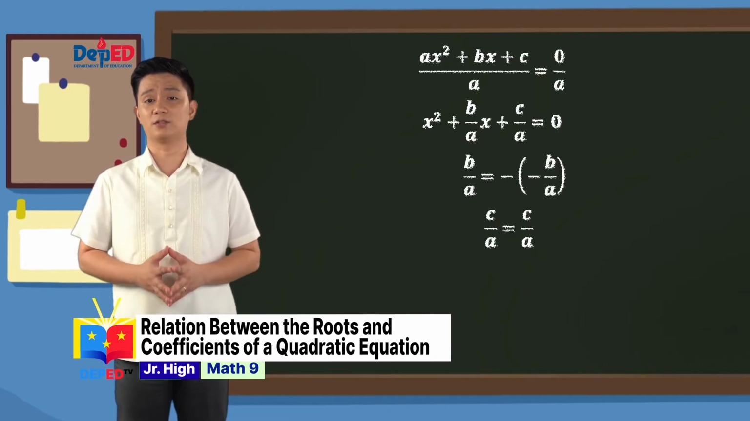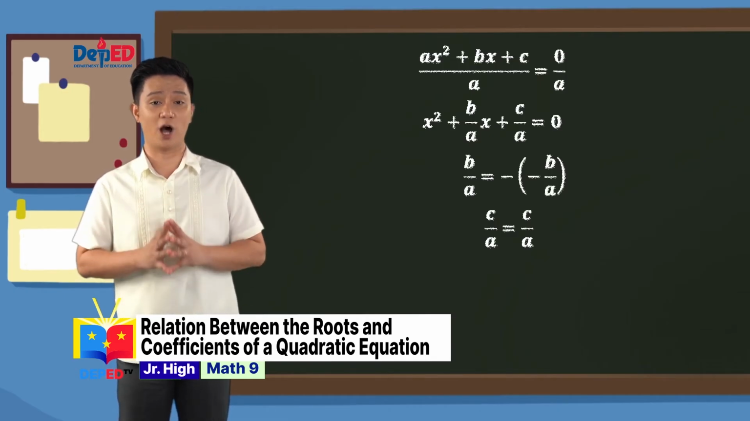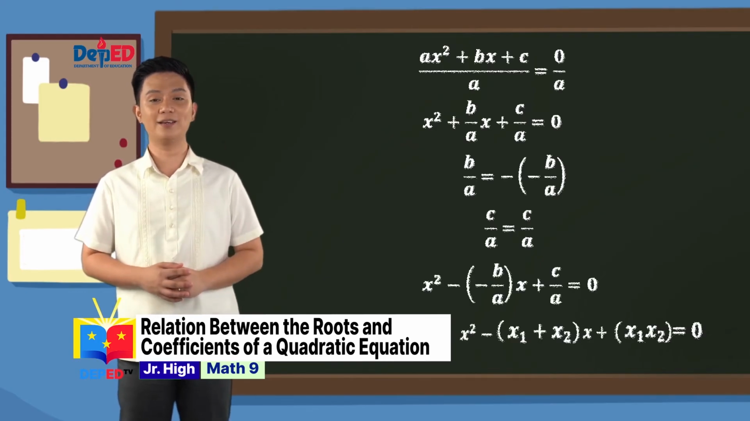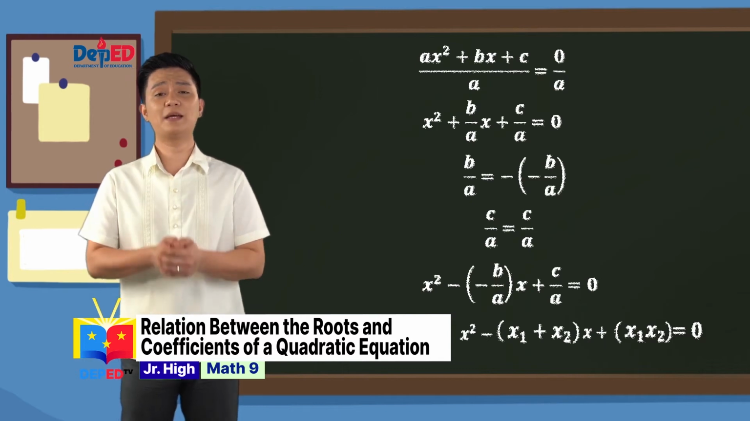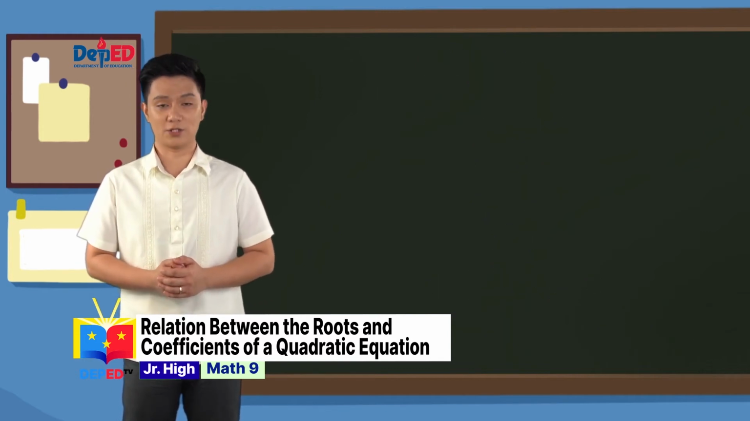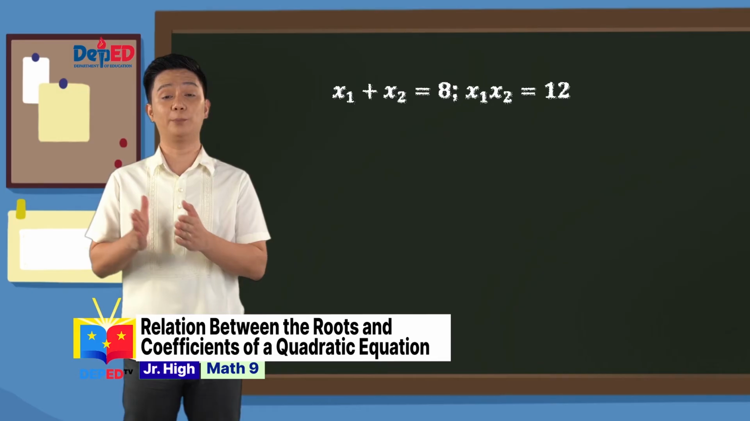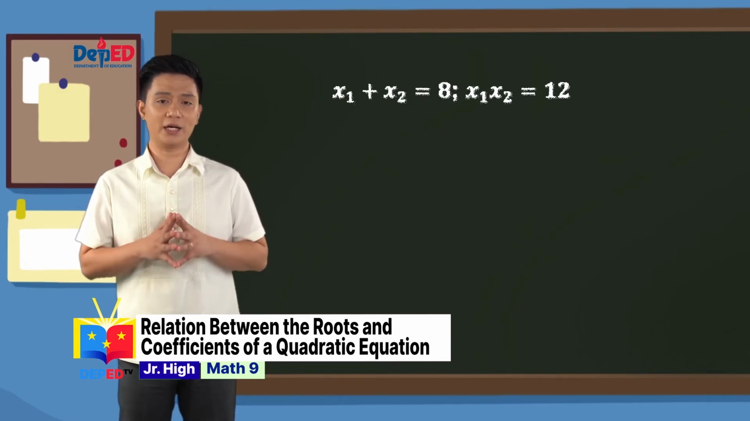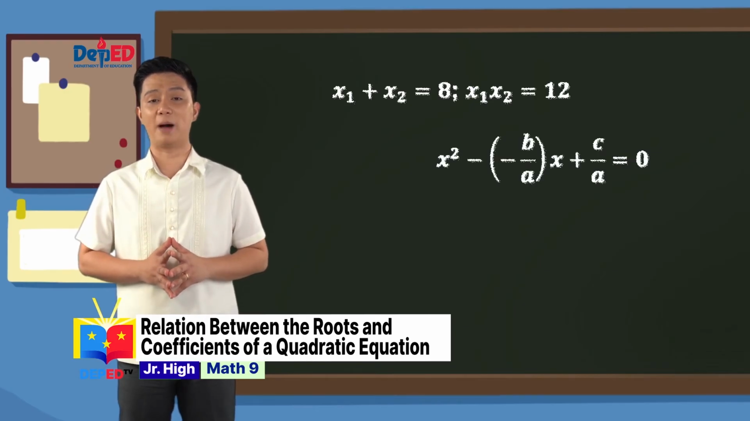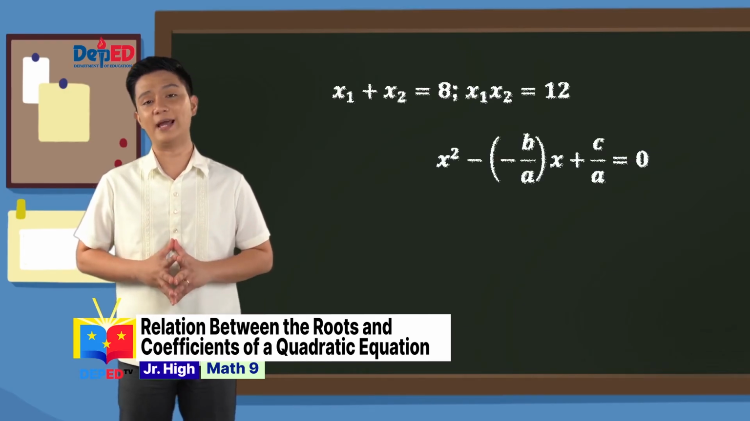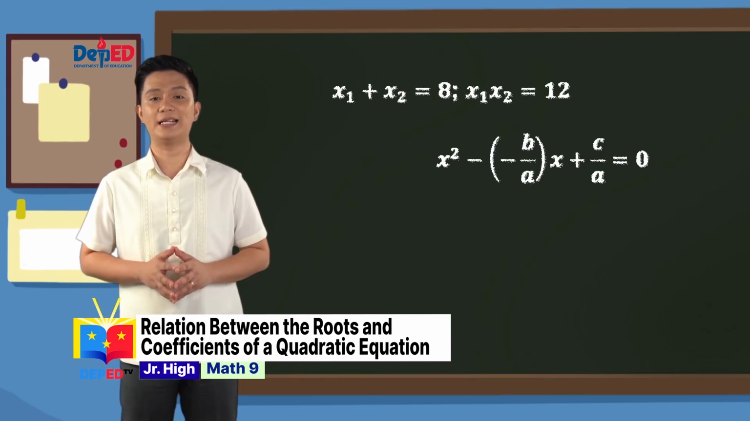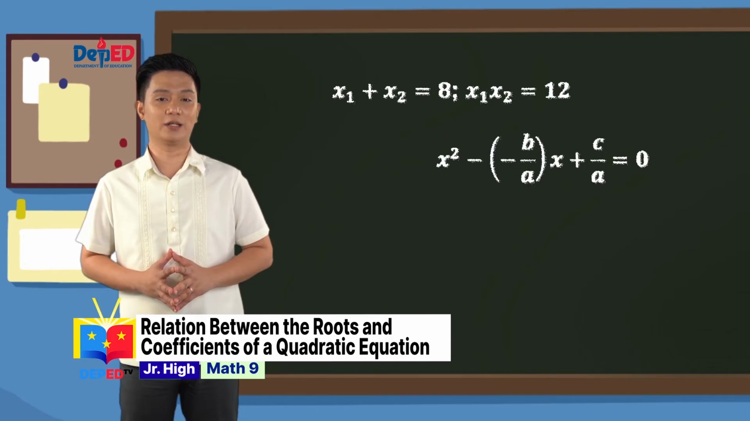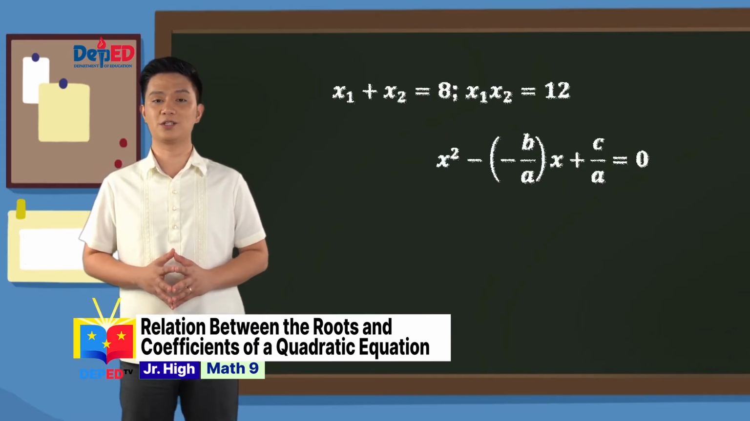What am I trying to point out? Well, say we're given the sum and the product of the roots, we can write the corresponding quadratic equation. Let me give the first example. The sum of their roots is 8, their product is 12. Form the equation. We are guided by the form x squared minus the negative of b over a of x plus c over a equals 0 in writing the equation that corresponds to the given sum and product of roots.